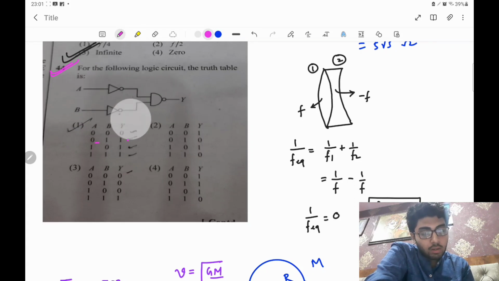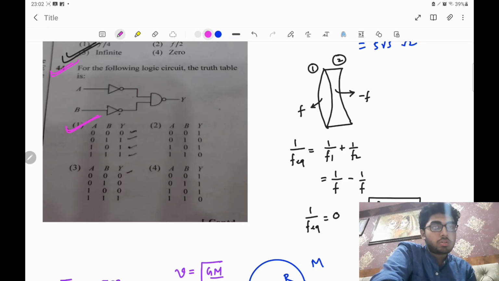Now come to the third option. It is 1 and this is 0, so 0 1, and then ultimately it will become 1. So this is also correct. And if both the inputs are 1, then it will become 0 and 0, and ultimately it will be 1. So very clearly the correct answer is going to be option 1.